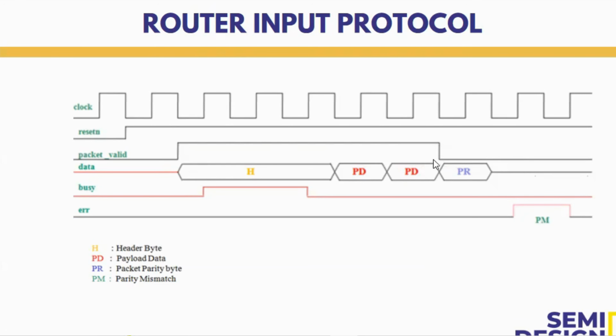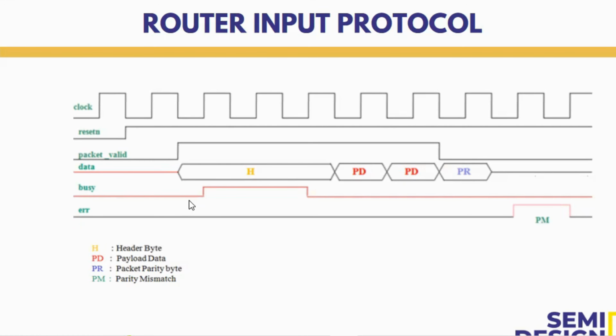Here you can note that packet valid goes low after the last payload. It doesn't remain high for the parity. This is very important. Packet valid will be checking the packets only for the header and payload. When packet valid transitions from 1 to 0, it denotes that the data transfer is done. Now the parity check has to happen.